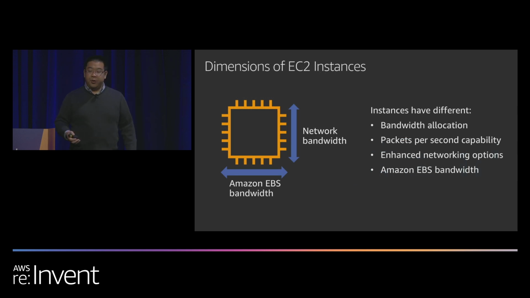So other than CPU and memory, there are also other dimensions of the EC2 instances, for example, the network bandwidth and the EBS bandwidth. So I'll hand over to Nick to talk about these dimensions in detail.